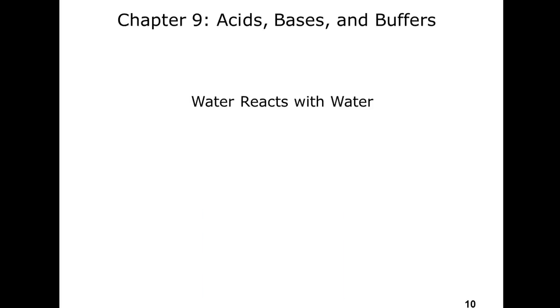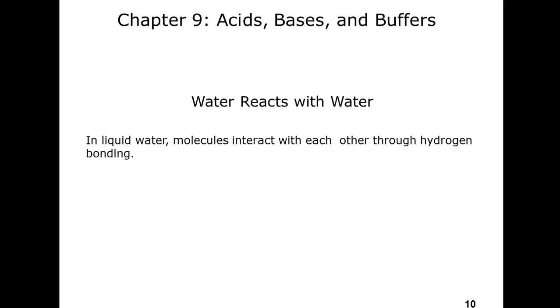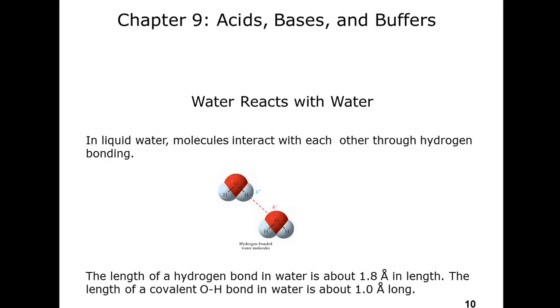As we learned in previous chapters, water molecules are very polar and form hydrogen bonds with each other. The hydrogen bond is actually longer than your typical covalent bond. It is 1.8 angstroms in length, whereas the OH covalent bond is only 1 angstrom in length.